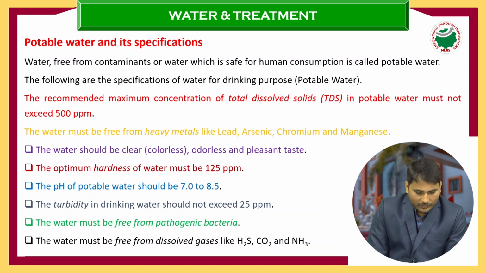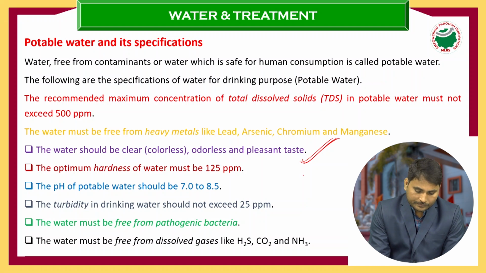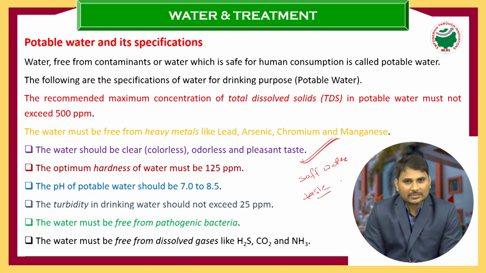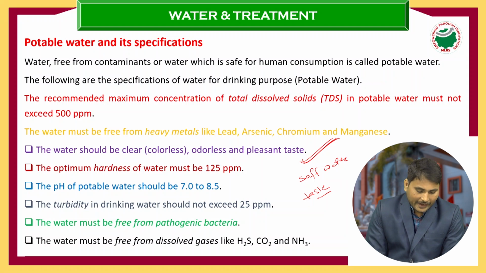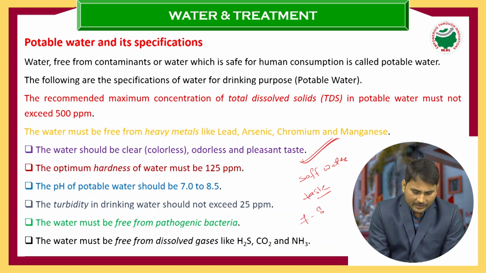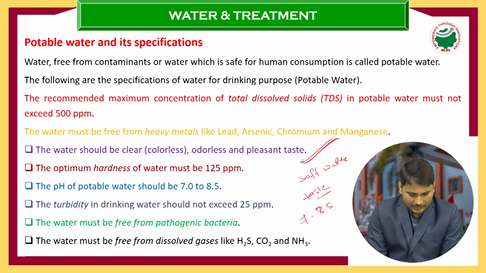Here the first thing we always talk about is the color and odor. The water should not contain any color or any odor, meaning colorless and odorless, but it is pleasant to taste. That is the first characteristic. And then we talk about the drinking water pH. Simply 7 to 8 or 7 to 8.5 is nowadays considered as the drinking water pH.